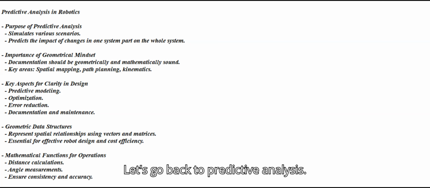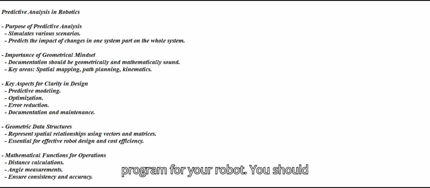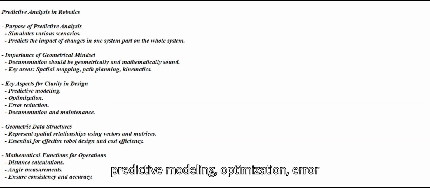Let's go back to predictive analysis. Predictive analysis allows for simulations of various scenarios, helping predict how changes in one part of the system affect the whole system. This is why programming with a geometrical mindset is important when creating a program for your robot. You should document it in a way that is geometrically sound, which also means mathematically sound. This involves spatial mapping, path planning, and kinematics, all of which contribute to clarity in design. Key aspects include predictive modeling, optimization, error reduction, documentation, and maintenance.